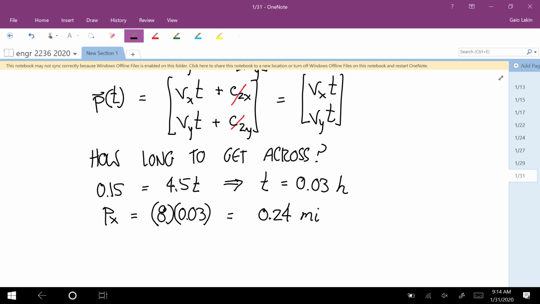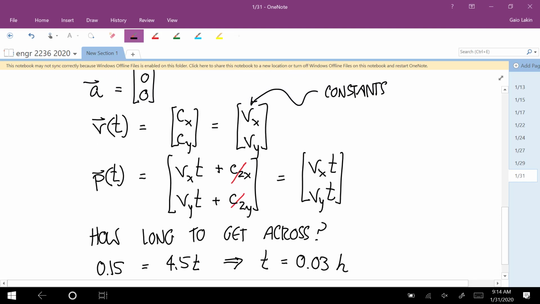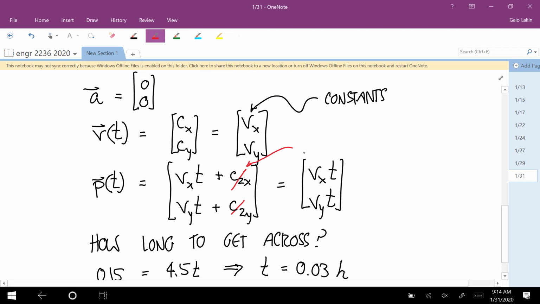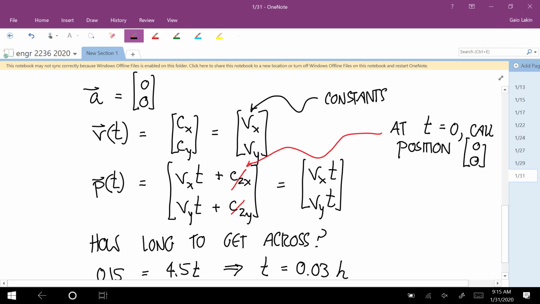Why did the constants go to 0? So here we basically just said our origin, we said at time equals 0, call the position 0, 0. So we're just talking about going a distance of 0.15 miles. So there's no reason to call those anything else when time is equal to 0.